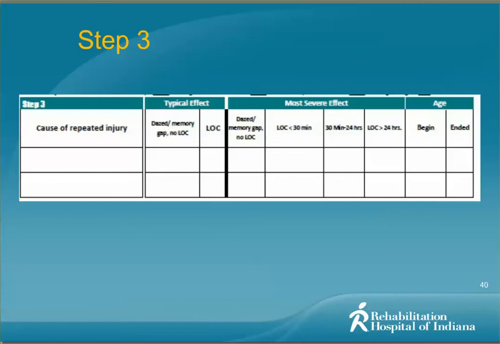And then when asking about the most severe effect, you will ask the same questions, but you'll also ask about the duration of loss of consciousness using the same categories as the step 1 table. So again, they have the same options with loss of consciousness less than 30 minutes, 30 minutes to 1 day, and greater than 1 day. And then finally, you can see where you record the beginning and ending ages.